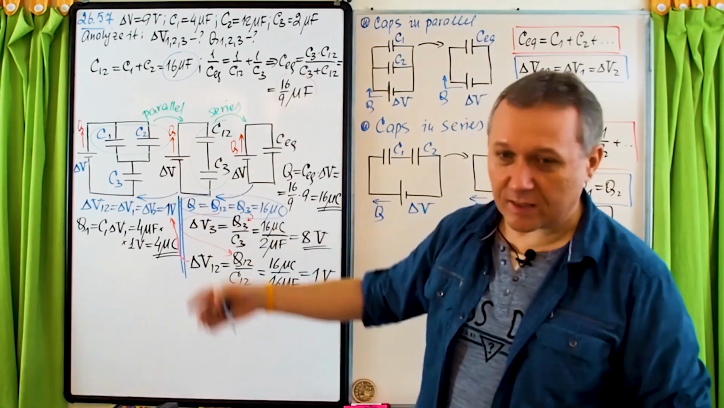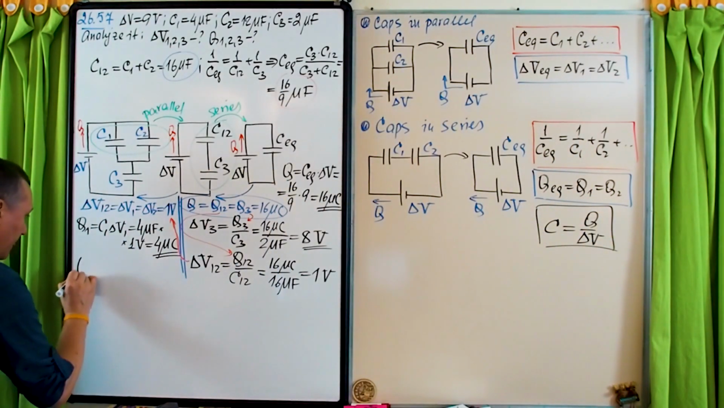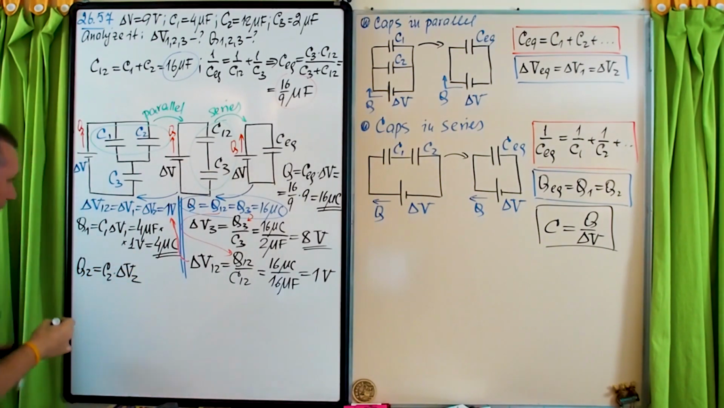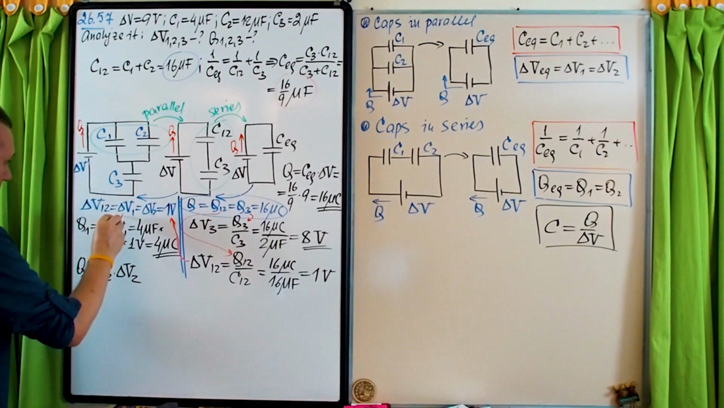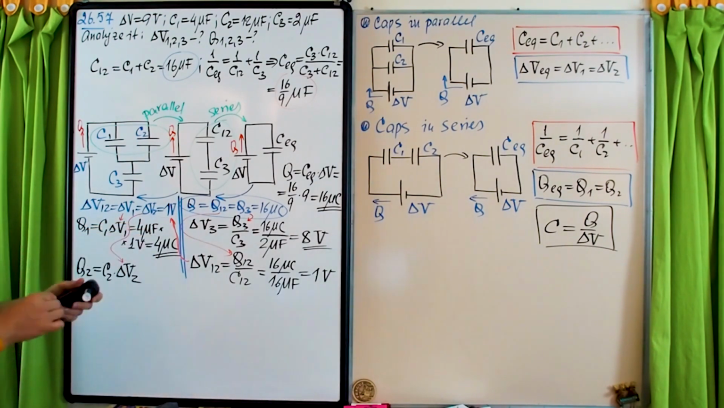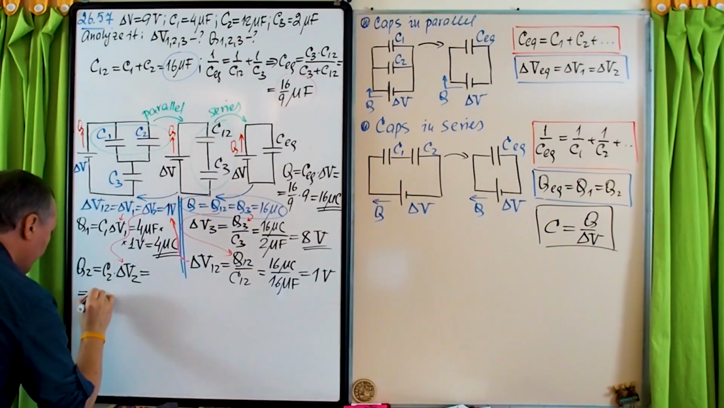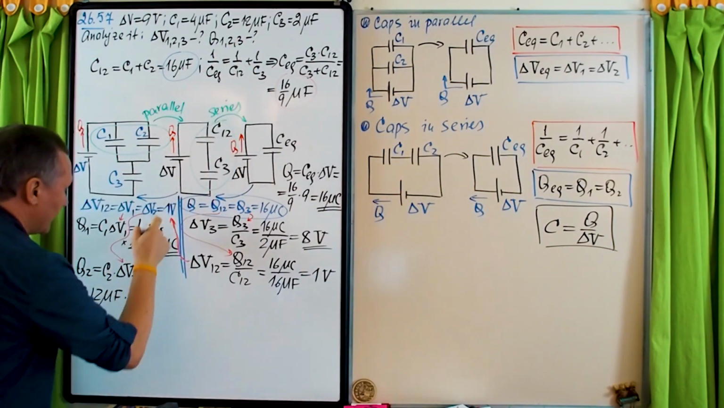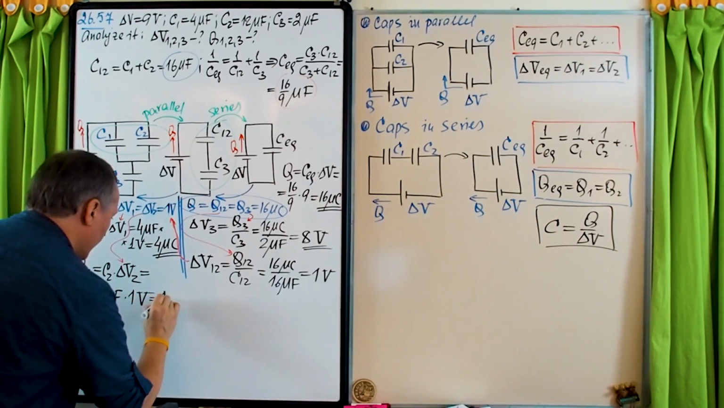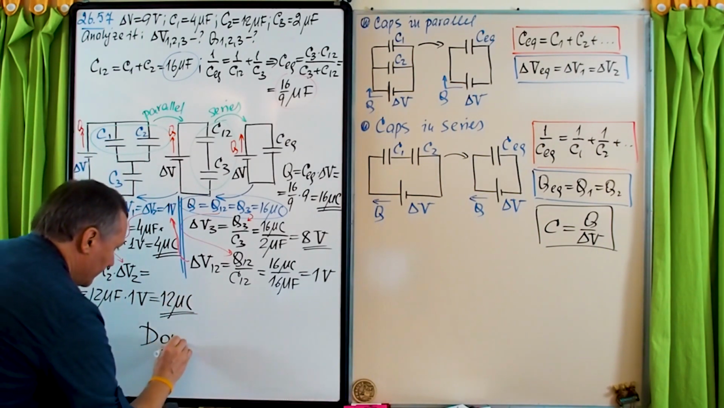And the last, exactly the same step, to find the charge in the capacitor Q2, and that will be the end. Q2 equals C2 times delta V2. Delta V1 came from here, and delta V2 also comes from the bridge. So C2 is 12 microfarads, and delta V2 is 1 volt from the bridge. So it will be 12 microcoulombs. Done.